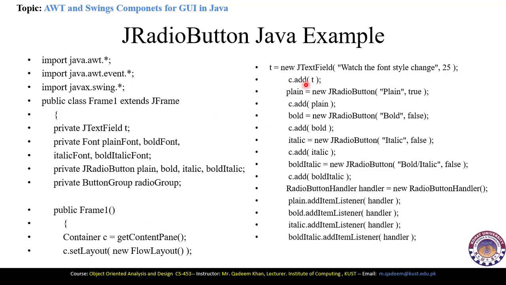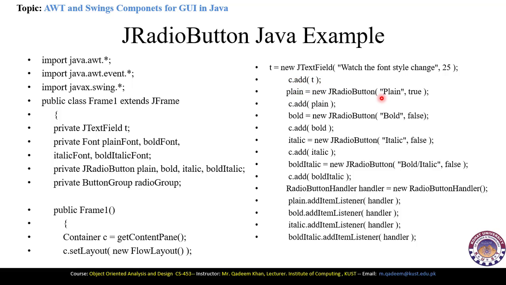Now here is the text field which was declared earlier, and now here we are completely defining the text field. So t is equal to new JTextField. Watch the font style change. This is the string, or the text, that will appear inside of t. And this will be the size of the text field, which is 25. Then we have added t inside of the container, c dot add t.